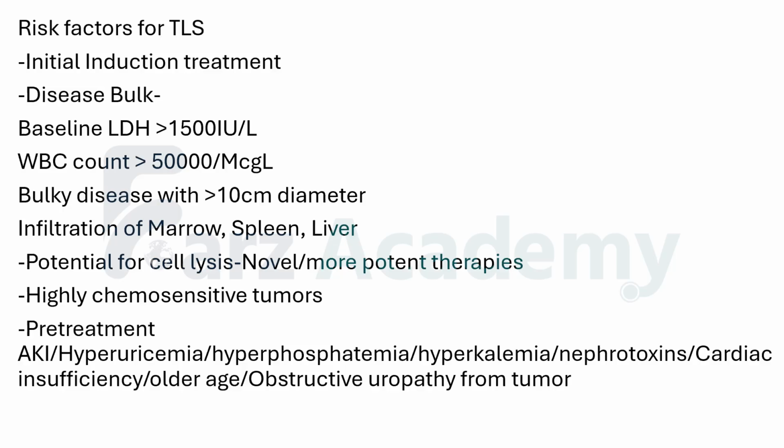But some lymphomas, like diffuse large B cell lymphoma and Hodgkin's lymphoma, even before starting chemotherapy, because of the tumor burden, can have tumor lysis syndrome, spontaneous tumor lysis syndrome. Especially the bulky tumors with more than 10 centimeter diameter, and when there is infiltration of marrow, spleen, liver, or metastasis, then also they can present as TLS.